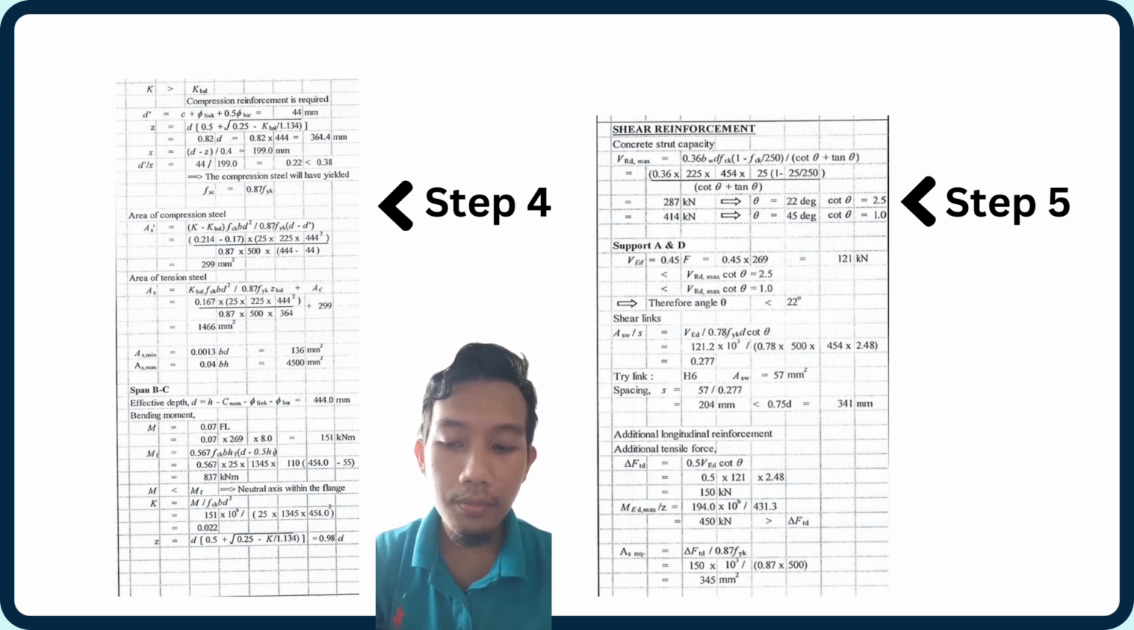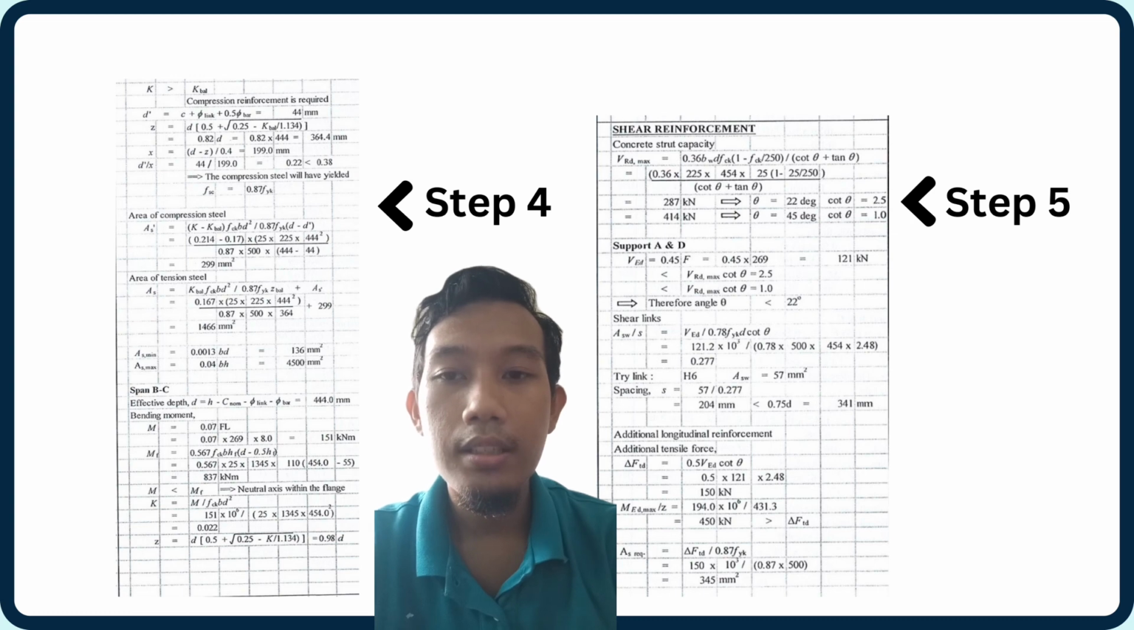d is 444. For bending moment, M is 151 kNm. So after the calculation, we got the z, d times 0.5 plus square root 0.25 minus K over 1.134 equals 0.98d. And then for shear reinforcement, concrete strut capacity, VRd max equal to 0.36 bw d v fcd times 1 minus fck over 250 over cot theta plus tan theta. So the answer is theta equals 22 degree, cot theta 2.5. Theta equals 45 degree, cot theta equals 1.0.